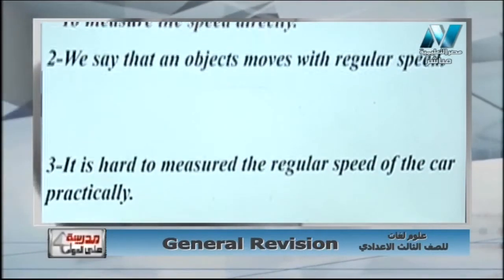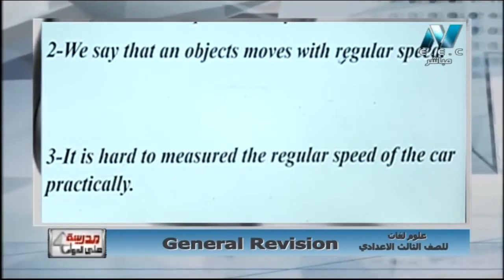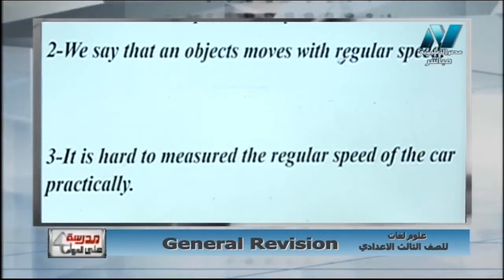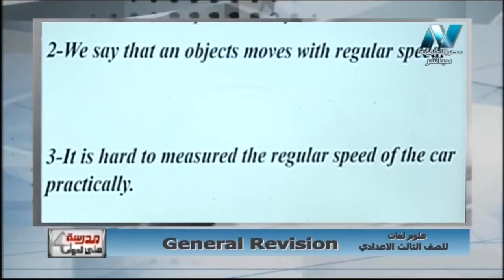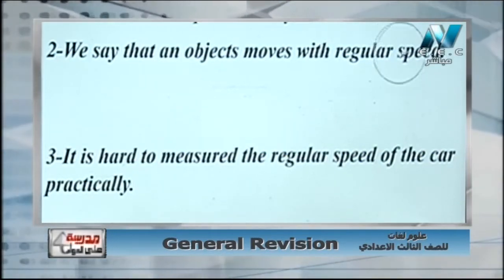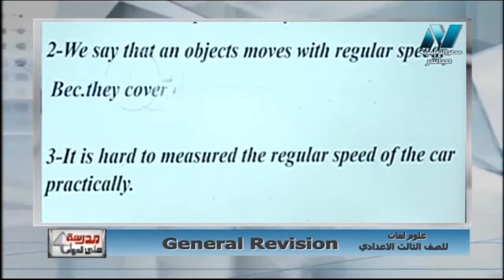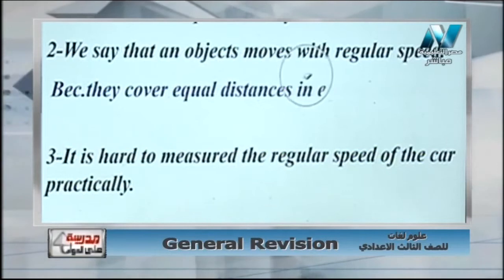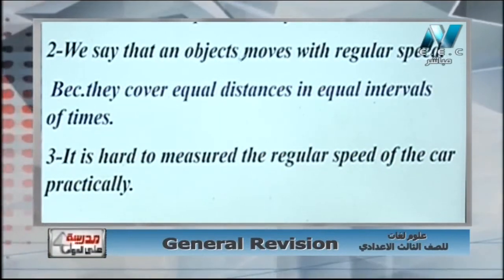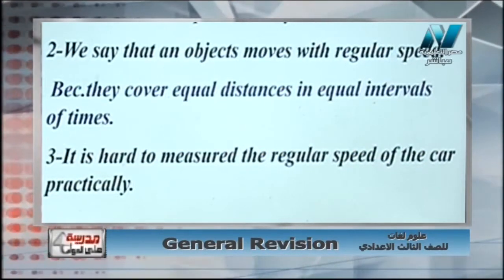Number two, we say that an object moves with regular speed. So here we can use the definition of regular speed. The meaning of regular speed is because they cover equal distances in equal intervals or periods of time. So we use here the definition of regular speed.